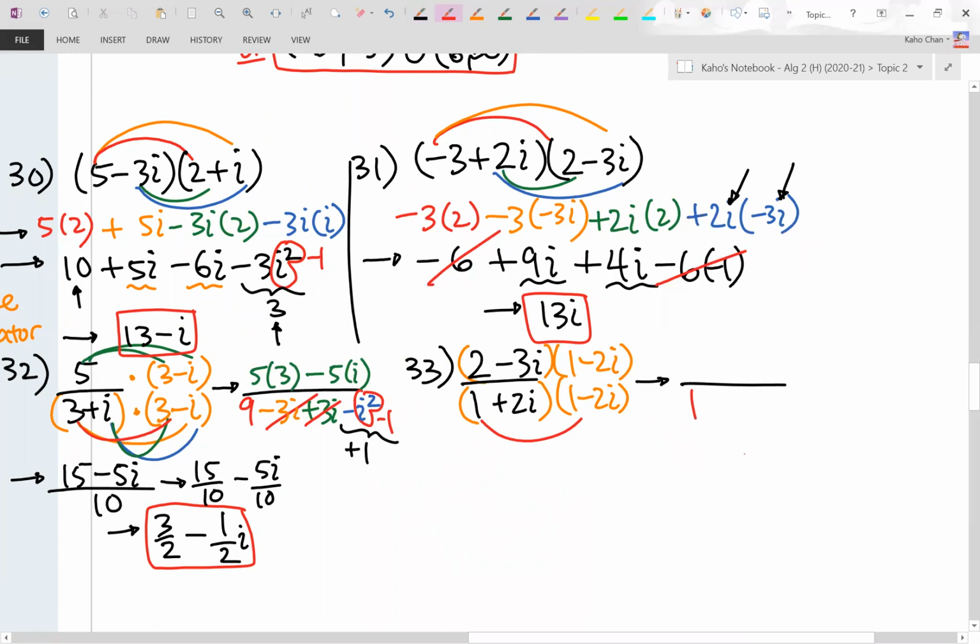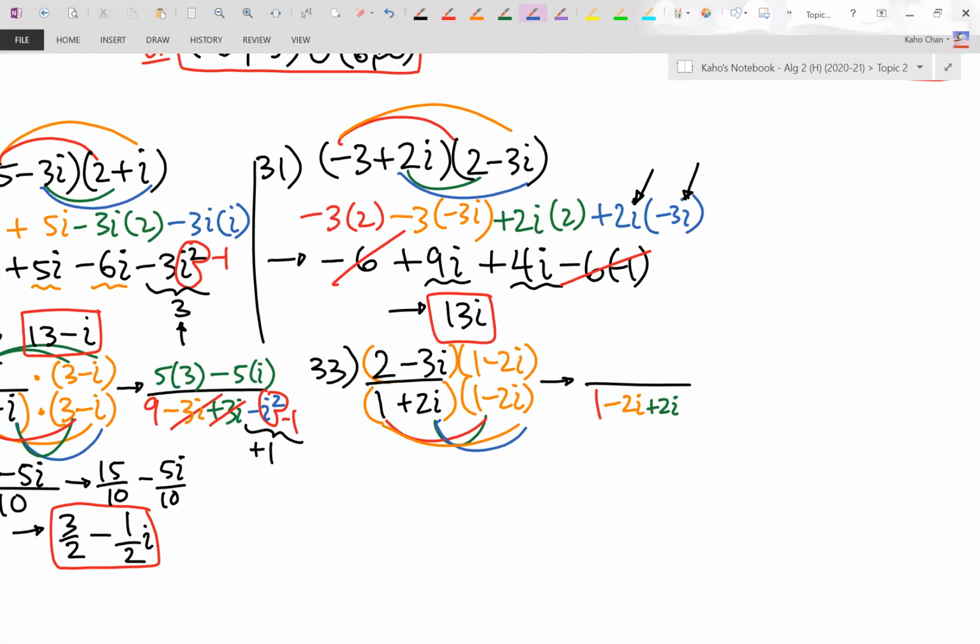1 times 1. 1 times -2i. I don't even need to write that, do I? Because when I do 2i times 1, those will eventually cancel each other out. And then finally, the back, you just have to be careful. Please be careful. Positive 2 times negative 2 is minus 4i squared. As you recall, i squared is negative 1.